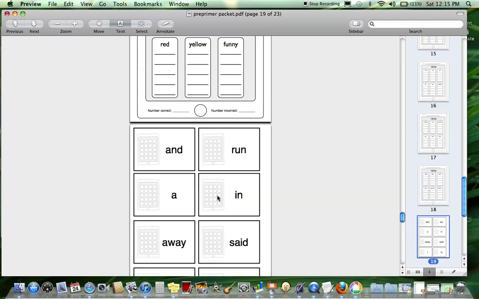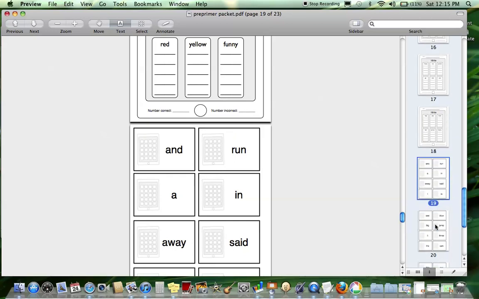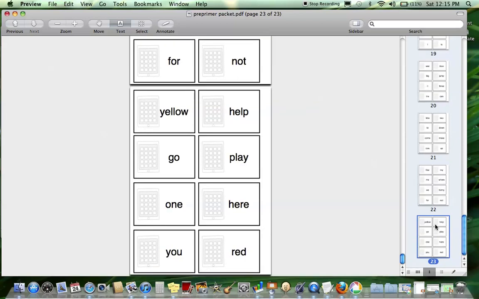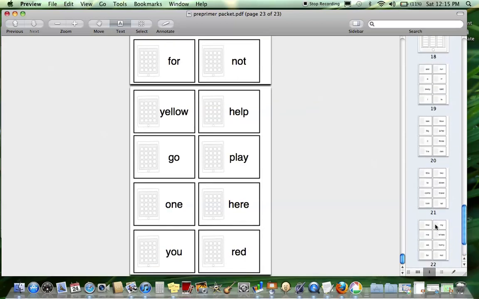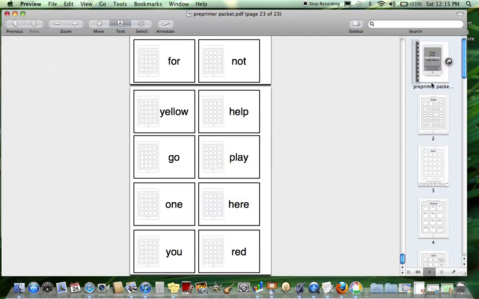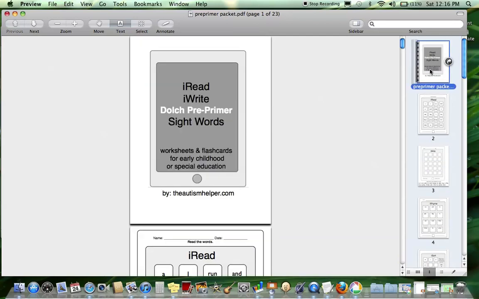And the flashcards have a little iPad thing too. So again, anything to keep them motivated. And they really, really like these. I've actually been using this packet for homework and it's gone super well. My kids are literally asking me for homework. They want these, which I've never had happen.